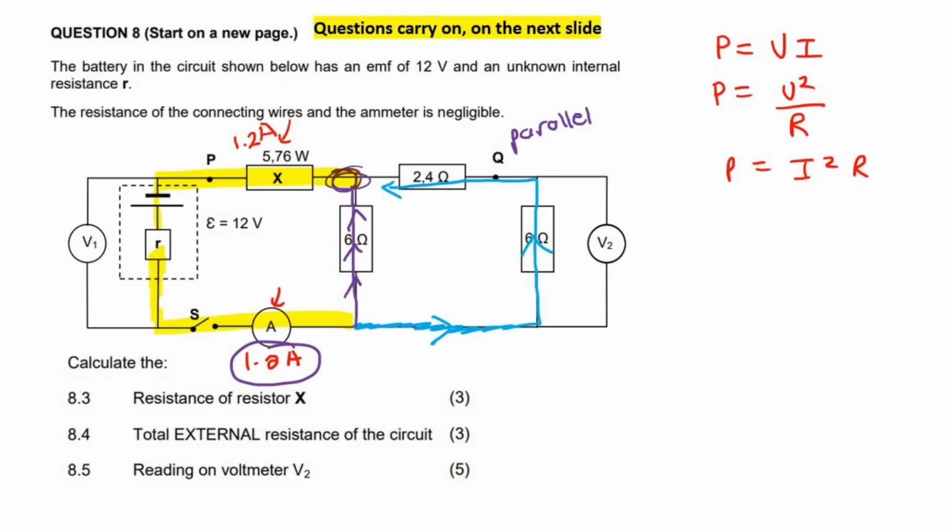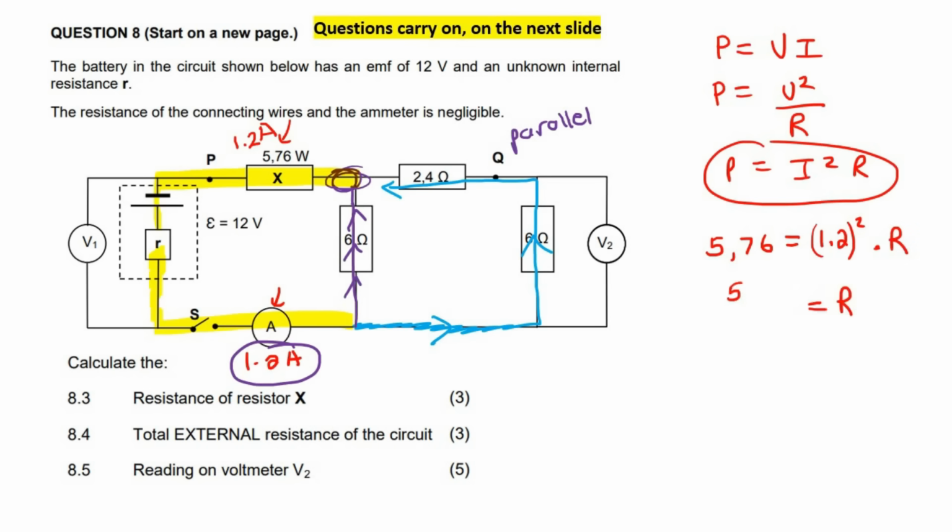So what did they want us to find? The resistor. So we could use this formula here. We could say that 5.76, which is the power, is equal to 1.2 squared, which is the current, multiplied by R, which is the resistor. Then you get R by itself by saying 5.76 divided by 1.2 squared, and R would be equal to 4. So that would be 4 ohms. Let's just remember that for later.